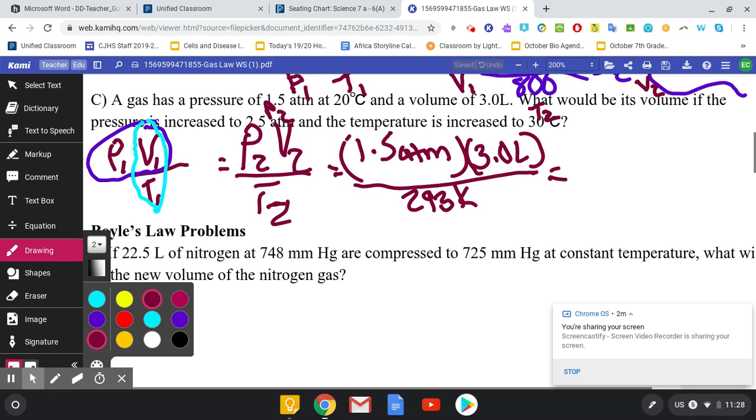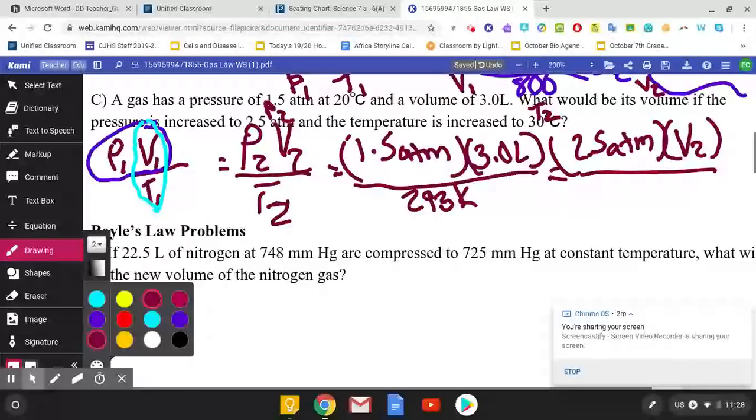And that is going to equal P2, which we're told is 2.5 atm, times our volume, which we have no clue, over our temperature. This temperature was given to us as 30 degrees Celsius. So we have to add 30 to 273, and we are given 303 Kelvin. Okay, so hopefully this makes sense to you. If we take this formula and plug it in, we come up with what is over here on the right.